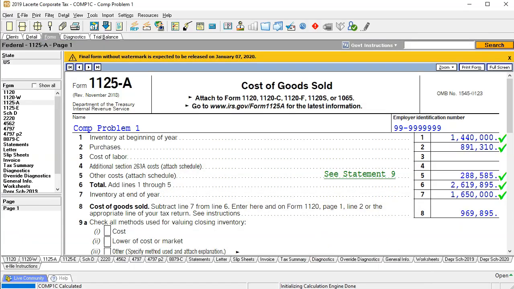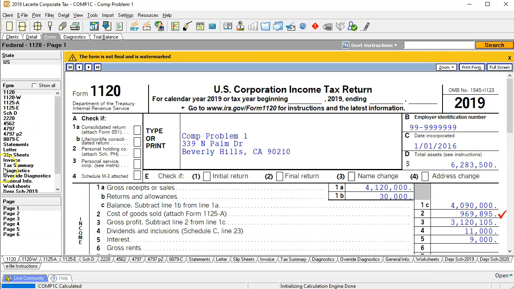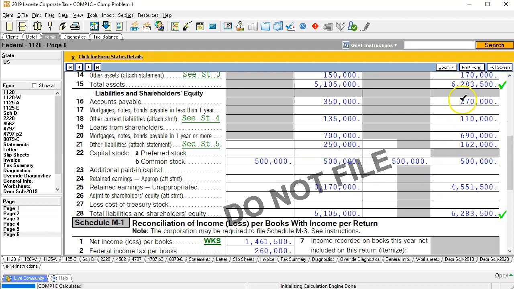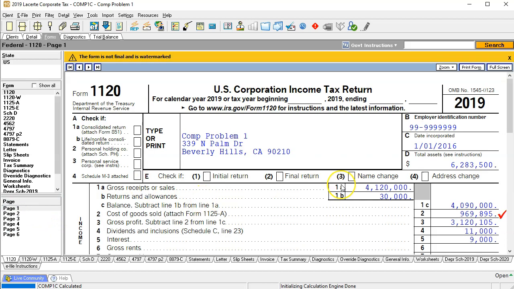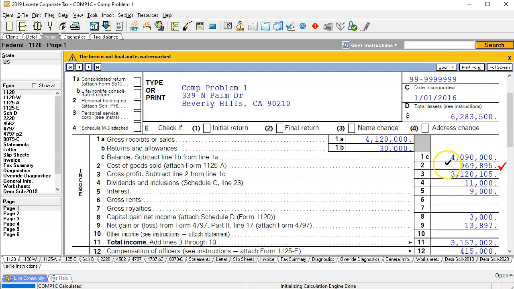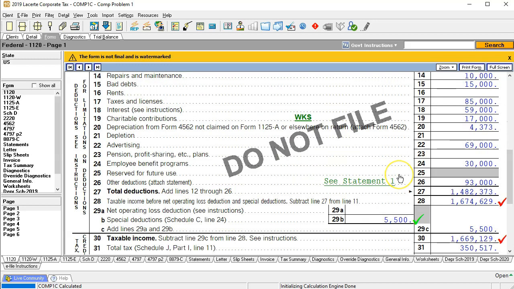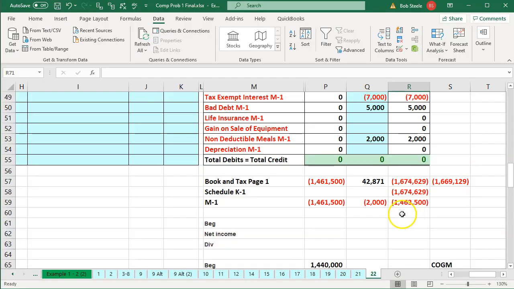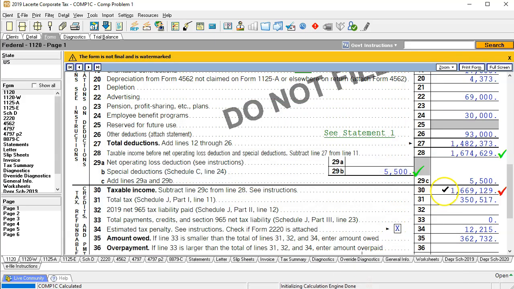Let's see if that puts us back in balance. Back to the 1120, page 6, and then we're going to say, okay, are we back in balance? We are. Looks good. Let's just check our income numbers. They shouldn't have changed because all we did was add the detail for the cost of goods sold, but it's always good to go back through them, check them out. So we have then the 1674629. If we go back to our data, that should be the 1674629. That looks good.